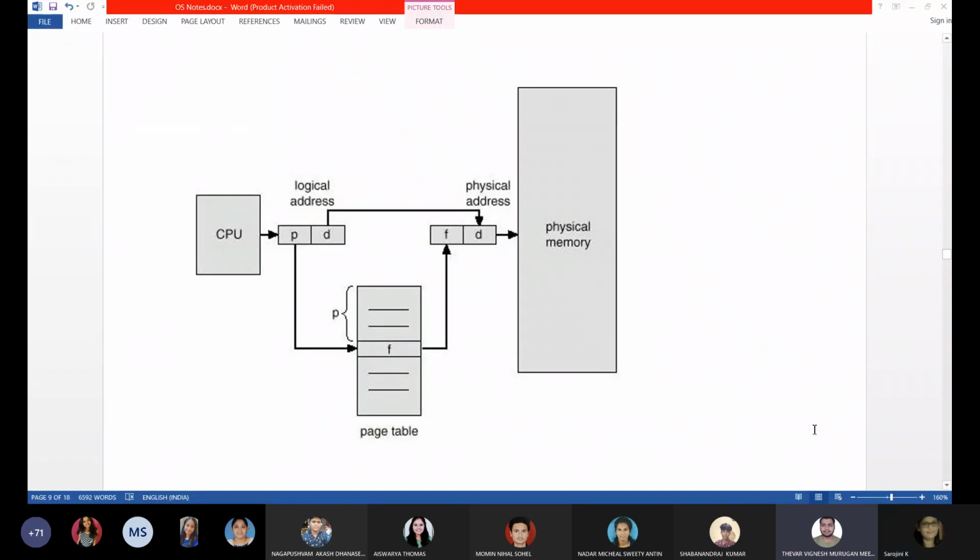Anybody? Why is the offset equal in the logical address as well as the physical address? Very simple. Okay, nobody is ready to think, right?